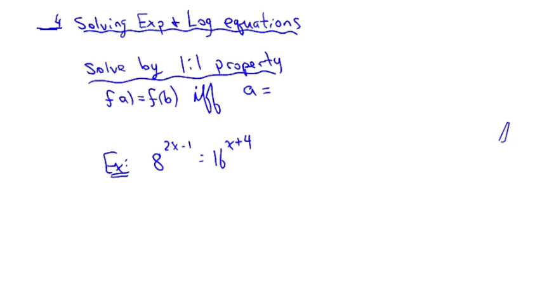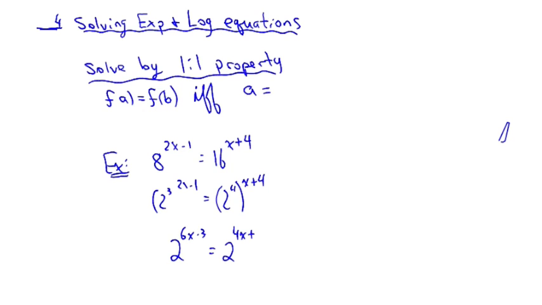2, right? So I can write 8 as 2 cubed, but it's being raised to the 2x minus 1. And 16 is 2 to the 4th, and it's still being raised to the x plus 4. So now you have the same base. Go one more step. Power to a power, what do you do? Multiply them. Power to a power, multiply. So this becomes 2 to the 6x minus 3. The other side becomes 2 to the 4x plus 16.